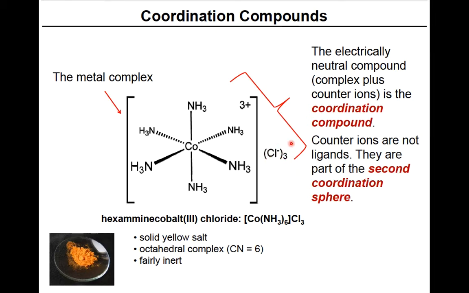So these we often will refer to as counterions because these are just there to balance the charge. They're not interacting directly with the cobalt at all. They're simply there to balance the charge. And most of the time these could be changed out. So these could be changed out for bromides or nitrates without changing the fundamental chemistry of the cobalt center.